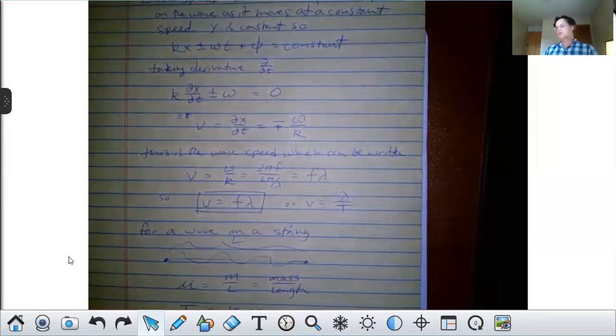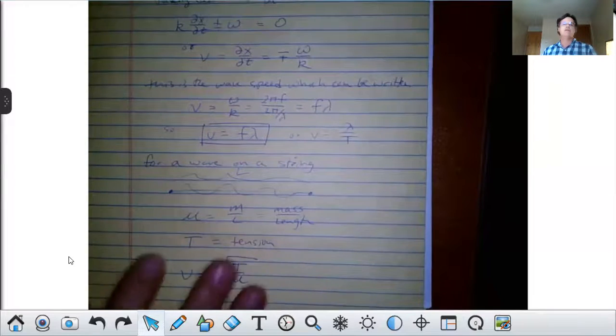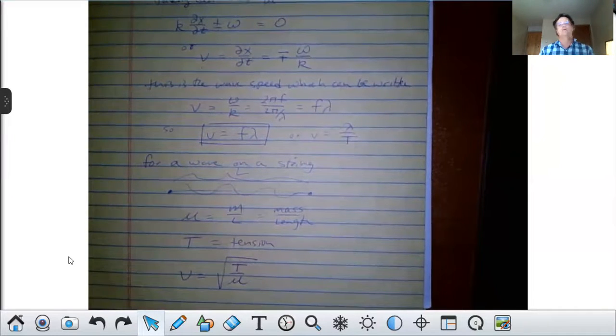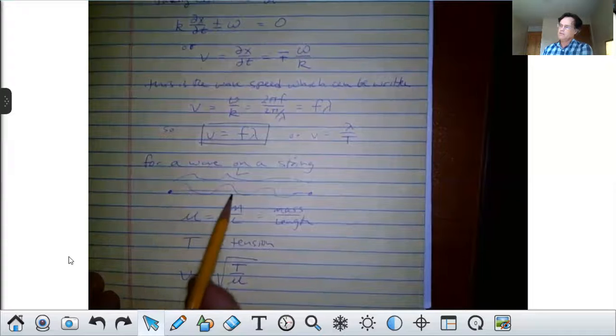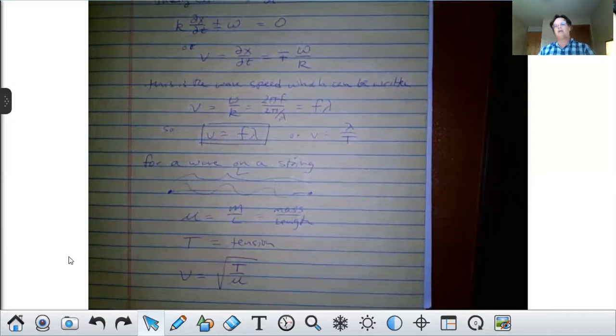Now, the wave speed really, though, is determined by the medium of the wave. What is the wave traveling through? What type of wave is it? For example, for a light wave, the wave speed is the speed of light. We'll talk about light waves later on. But let's think about a wave on a string. The medium is the string.